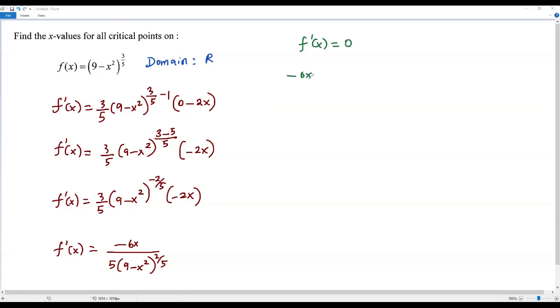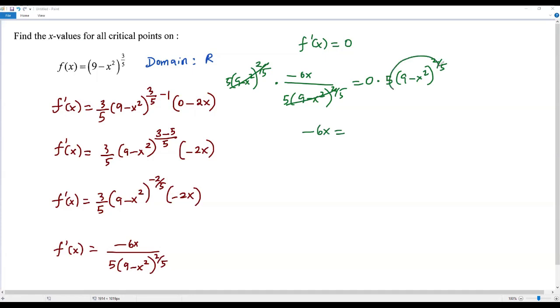Then we get negative 6x over 5 times (9 minus x squared) whole to the power of 2/5 equals 0. Now I multiply both sides by the denominator we have over here. That is 5 times (9 minus x squared) whole to the power of 2/5. Let me multiply the same thing on the right side as well. So this one will cancel out. I'm getting negative 6x equals 0, since 0 multiplied by anything is still 0.